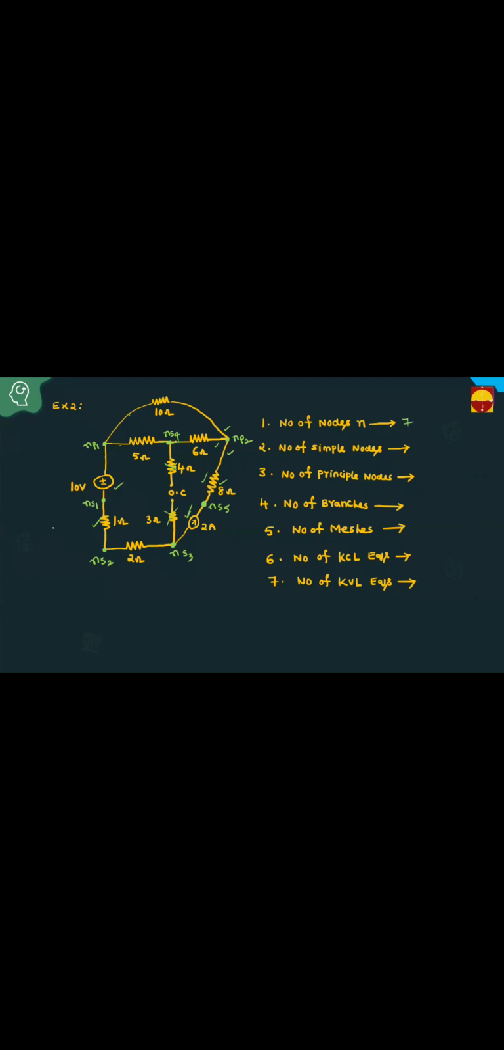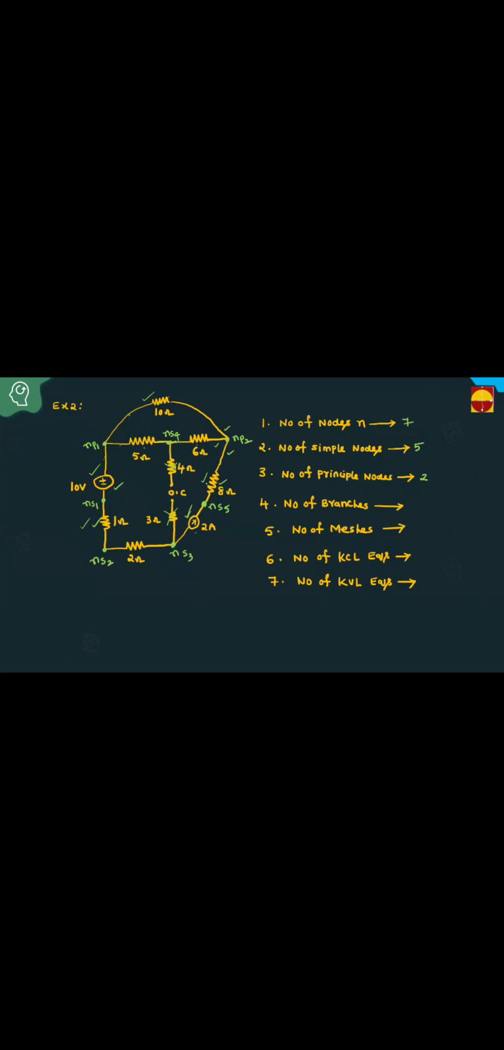How many number of branches? Can you calculate how many number of branches are there? Come on, students. This is 1, this is 2, this is 3. First, the number of simple nodes is 5. Number of principal nodes is 2. Now calculate the number of branches: 1, 2, 3, 4, 5, 6, 7, 8.